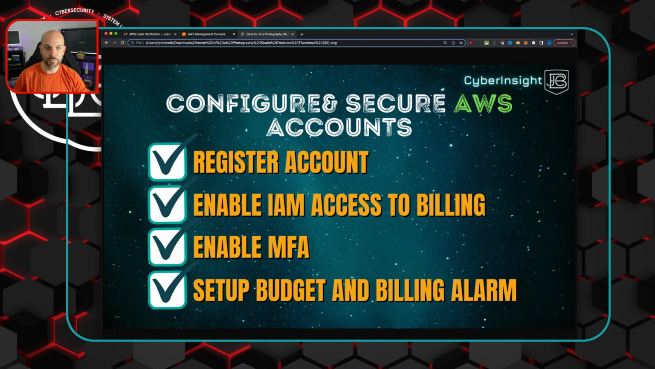So up to this point, we've registered the account, enabled IAM access to billing, which is going to be required for our next step, and we've enabled MFA for security reasons on the account. Last thing we're going to do is set up a budget and billing alarm, so that way, we don't get billed a whole bunch of money.